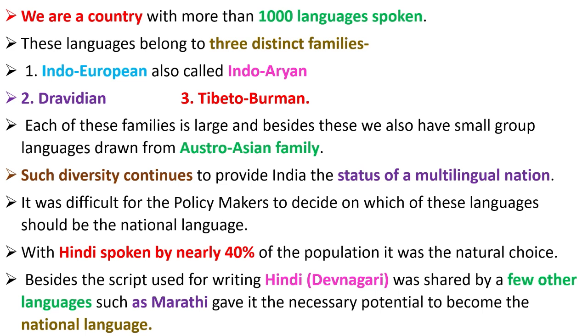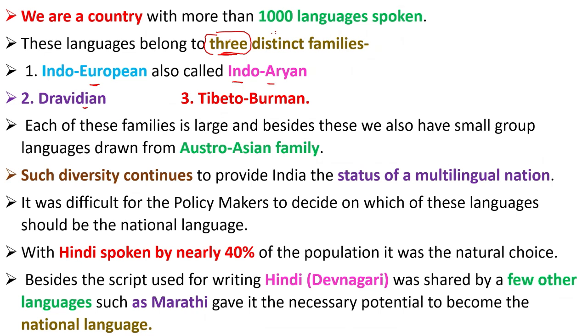We are a country with more than 1,000 languages. Sometimes we hear that we have nearly 1,600 languages in our country, but here we approximate it as more than 1,000 languages spoken. These languages belong to three distinct families. The first one is Indo-European, also called Indo-Aryan. The second one is the Dravidian family. And the third one is Tibeto-Burman.